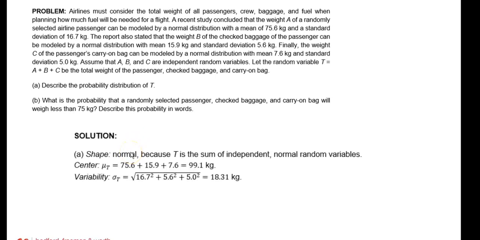I'm just going to show you the answer here. We're going to add up all three of those in kilograms, right? So we get 99.1. And then add up the variances, so squaring each of the standard deviations, adding those up to get 18.31. Those are independent random variables, so we're allowed to convert into variances and add them. So if those are our mean and standard deviation, how much will it weigh less than 75 kilograms?